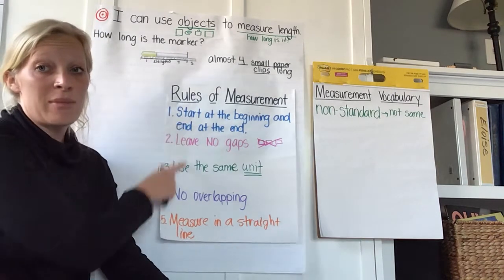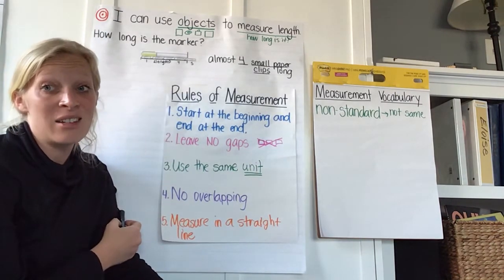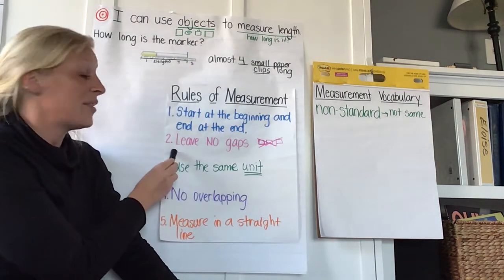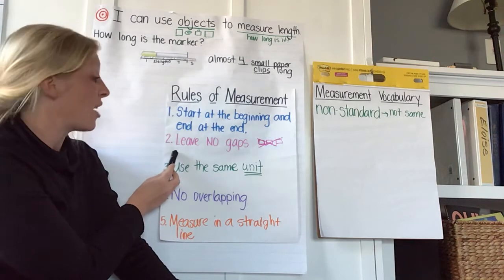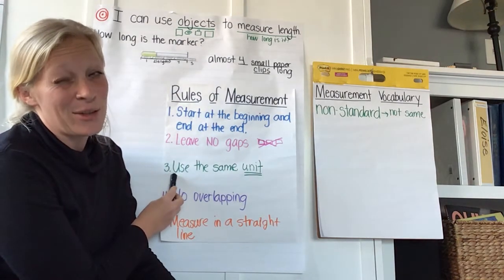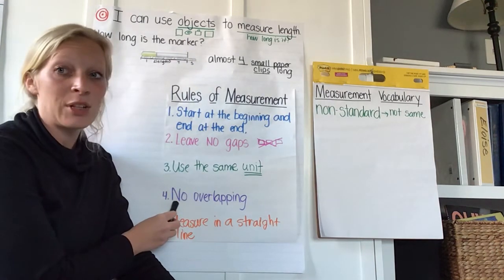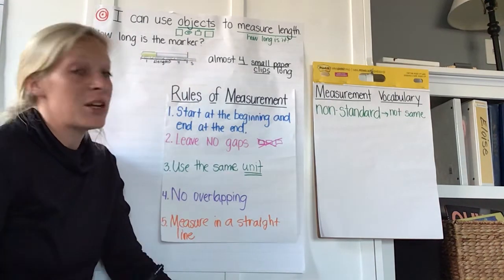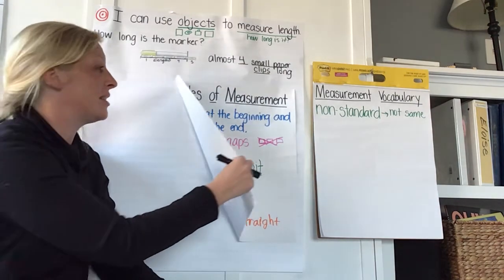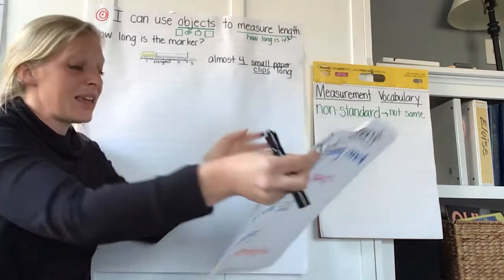Did I follow all my rules of measurement? Did I start at the beginning and end at the end? Yeah. I had to think about where I stopped though. Did I leave any gaps? No gaps left. Did I use the same unit? I did, even though I tried to trick ya. Did I overlap? No overlapping. Did I measure in a straight line? Whew, it was hard sometimes, but I did, didn't I? You're right.